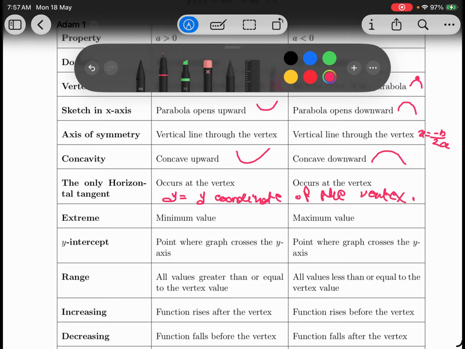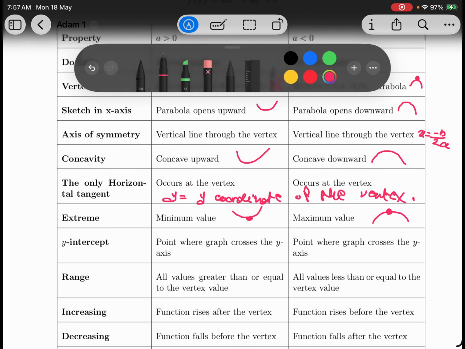So what next? We have here the extreme. The extreme depends on the sign of a. When a is positive, then the extreme will be this minimum value, and when a is negative, then it will be like this, the maximum value. So it's like bottom and top, depending on whether a is positive or negative.